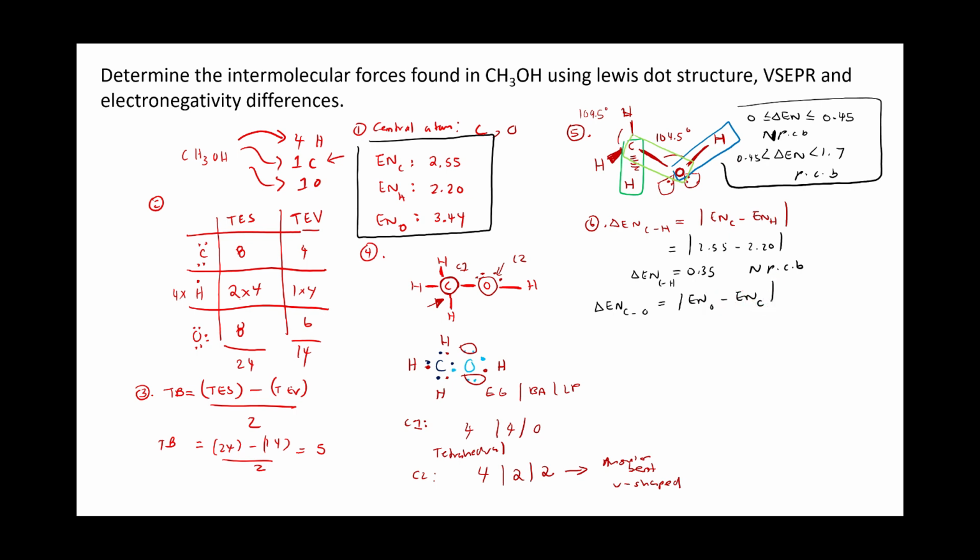The reason I'm using an absolute value, guys, is because I'm just looking at the magnitude of it. And in this scenario, we get 3.44 minus 2.55. If I did my math properly, this is 0.89. So this is, in fact, a polar covalent bond. So a dipole moment is being created here. What that tells us is that in our structure, there is a dipole moment that gets created towards the oxygen. So this is a partial negative. This carbon is a partial positive.